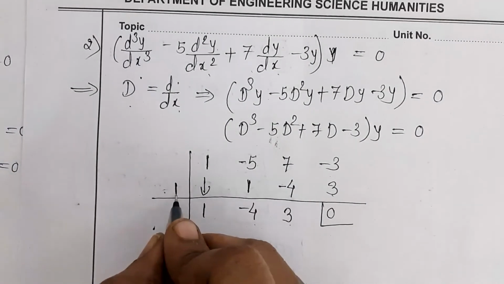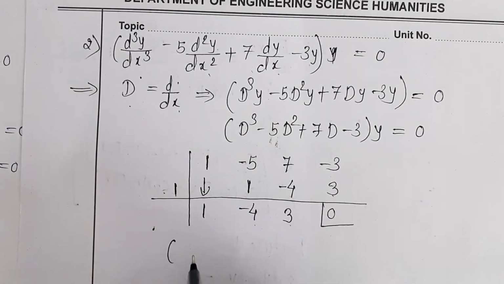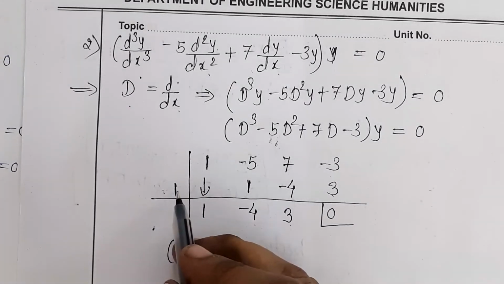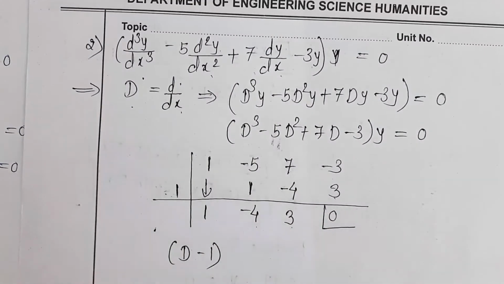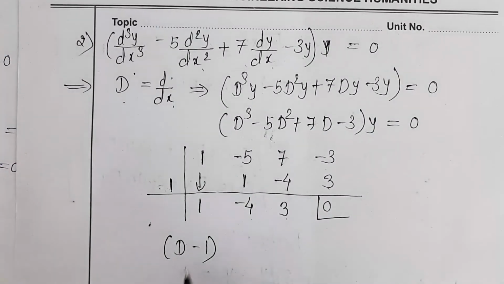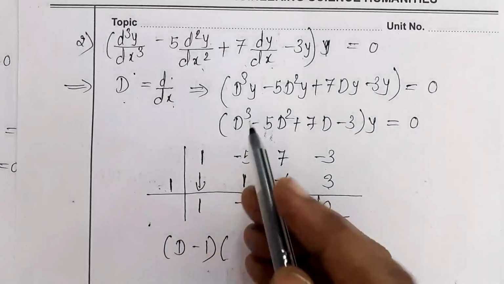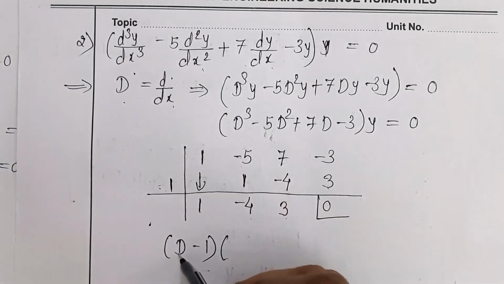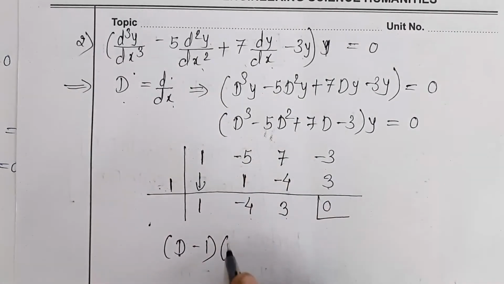Now if 1 is the root, we can write the factor as D minus 1. If minus 1 is the root, then it becomes D plus 1. So generally we write D minus a. So D minus 1 multiplied by... Now one power gets reduced because we have written D here, so the remaining will be D square. So start from D square.